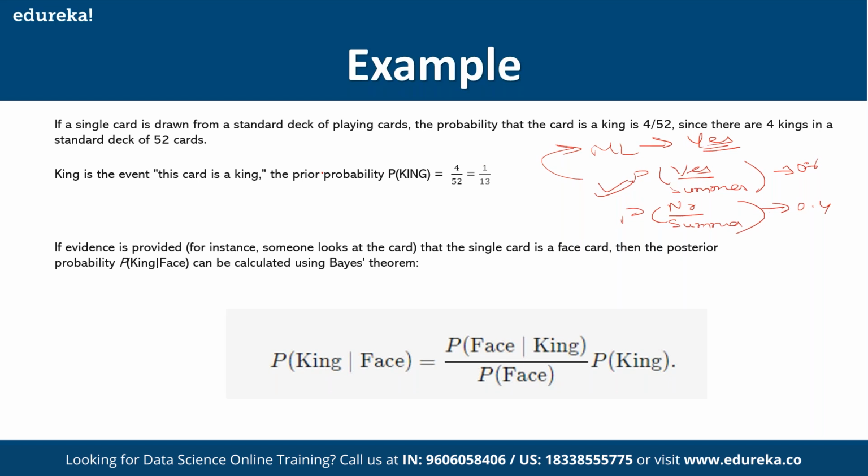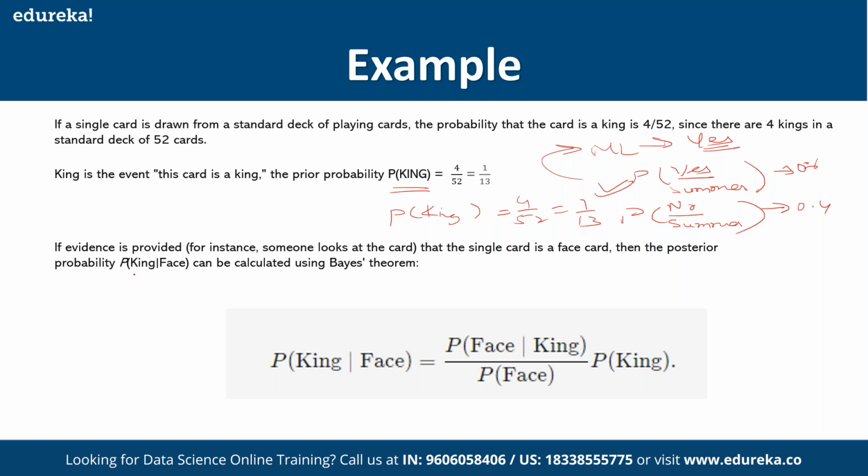Let us also do one more calculation. What is the probability of you finding a king in a deck of cards? It is 4 by 52, which is equal to 1 by 13. So this is the probability that you will find a king in a deck of cards: 4 by 52, or 1 by 13.